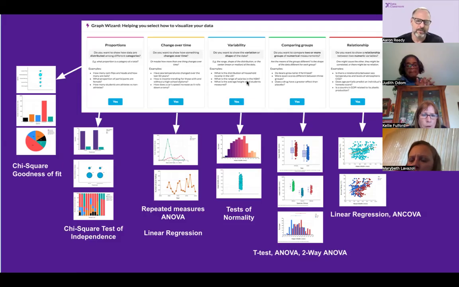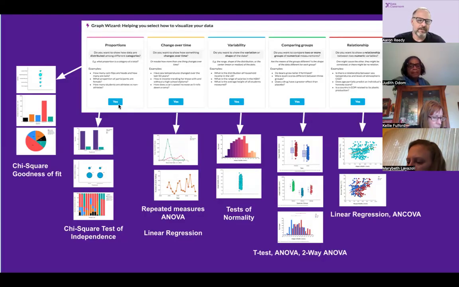And then likewise, those statistical tests that are listed underneath those graph types, either the chi-square goodness of fit or the chi-square test of independence, those are all things that are tied to a proportions question with categorical variables. So when we ask, do you have the right graph type? What we're really asking is, do the variables in your question match the graphs that you have? And then ultimately, later steps, are those going to match your statistics?